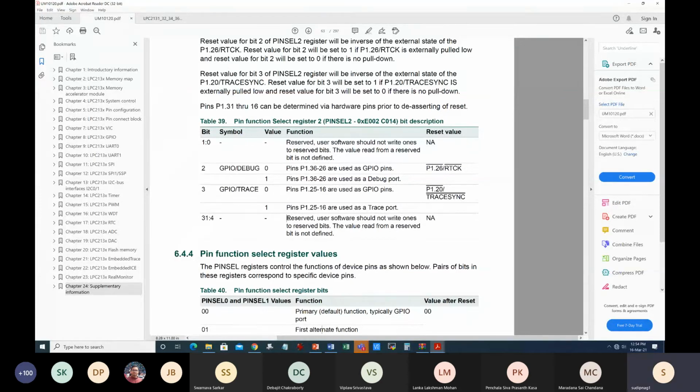One small caveat, a small difference between pin select 1 and 0, is the following. Only these two bits, port 3 and 2, are used for the trace or debug purpose, and the other pins are automatically configured as GPIO, so they are reserved. User software should not write a logic 1 to these particular bits. You can write 0 over here, but you cannot write 1, because these do not have any alternate function. Obviously you are choosing the trace or debug.